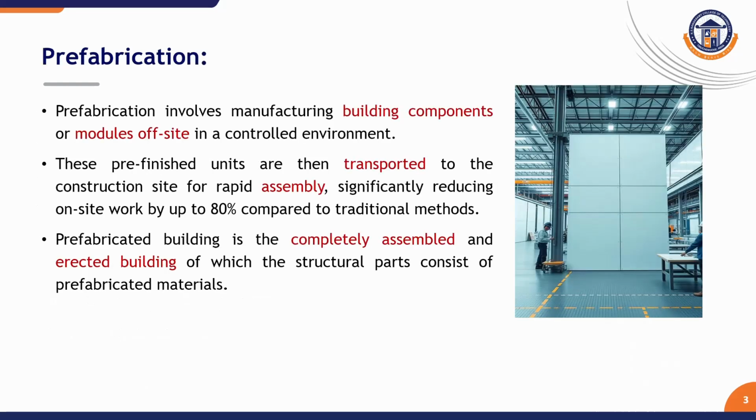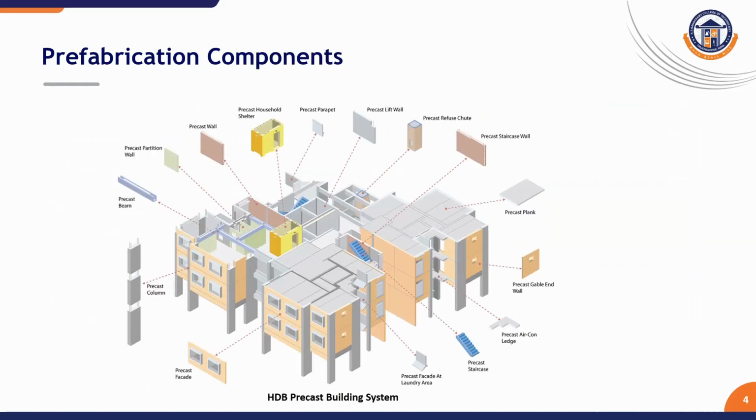First, what is prefabrication? It involves manufacturing building components or modules offsite in a controlled environment. These pre-finished units are then transported to the construction sites for rapid assembly. This approach significantly reduces on-site work by up to 80% compared to traditional construction methods. A prefabricated building is a fully assembled and erected structure whose structural parts are made from prefabricated materials.